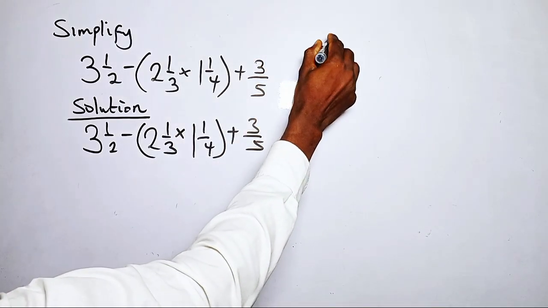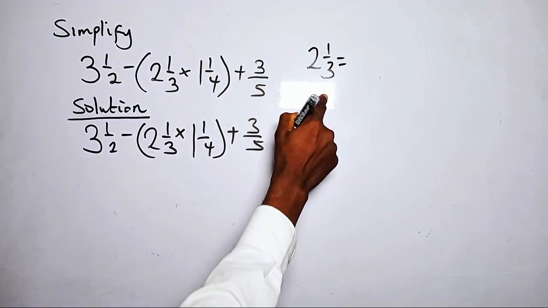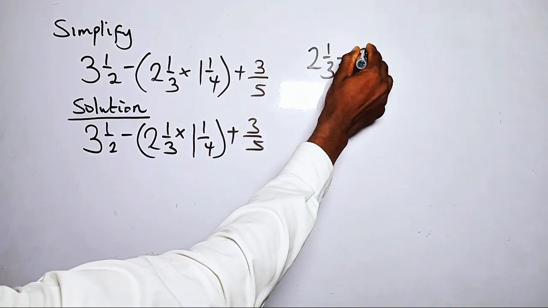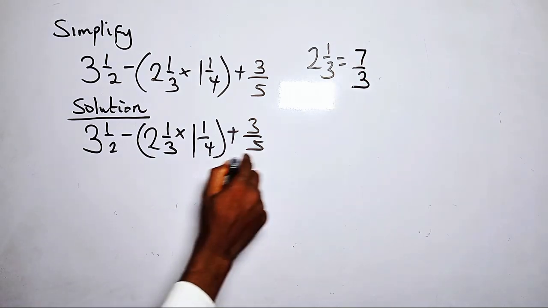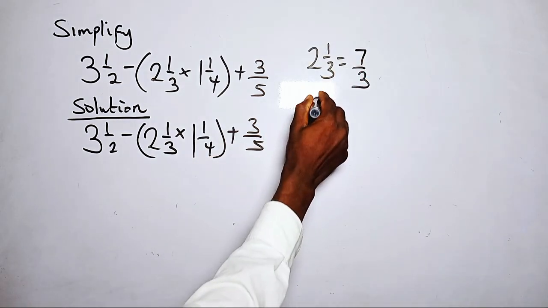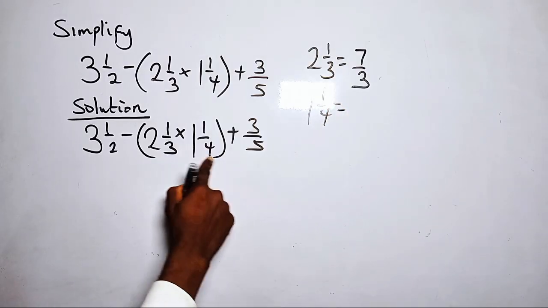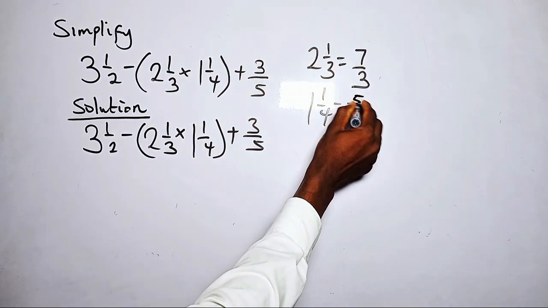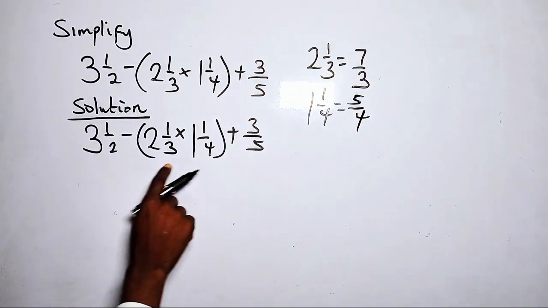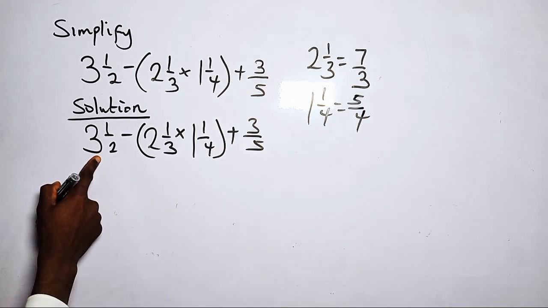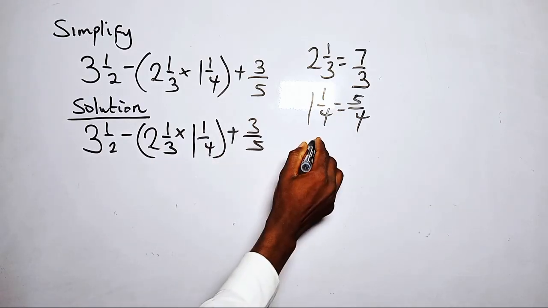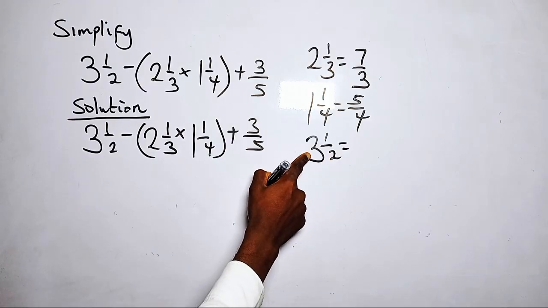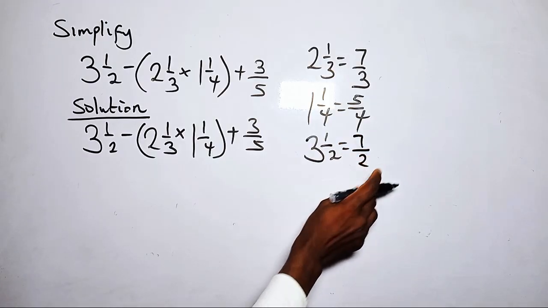For 2 1/3, to get an improper fraction, we multiply this with this. So we have 3 times 2 is 6, plus 1 is 7 over 3. And for 1 1/4, what do we have? 4 times 1 is 4, plus 1, we have 5 over 4. And for the mixed fraction 3 1/2, when we convert this, we have 2 times 3 is 6, plus 1, 7 over 2.